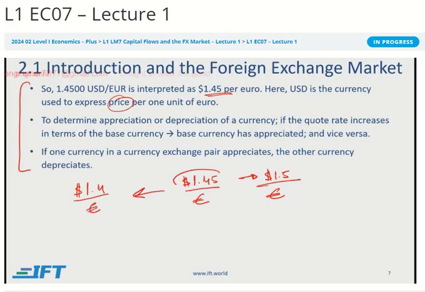So before you needed to pay $1.45 to buy a euro. Now you only need to pay $1.4 to buy a euro. So that means the dollar has gotten strong.